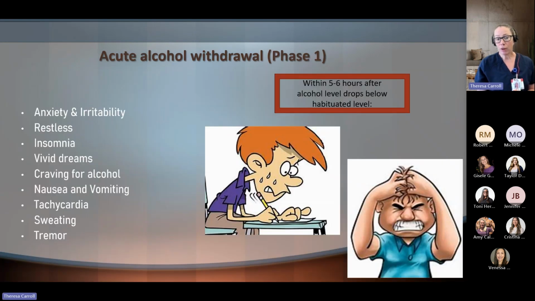So the first phase of alcohol withdrawal, the acute phase, is again about 5 or 6 hours after the last, not necessarily the last drink, but when their blood alcohol level falls below where they're habituated to, right? That's when you're going to see that anxiety, irritability, restlessness, insomnia. If they're sleeping, they can get very vivid dreams. They start to crave alcohol. It's kind of like they can feel that detox coming on, so there's a very big drive to try and seek out the alcohol. They have nausea, vomiting. You will start to see that tachycardia and the sweating and the slight tremors.